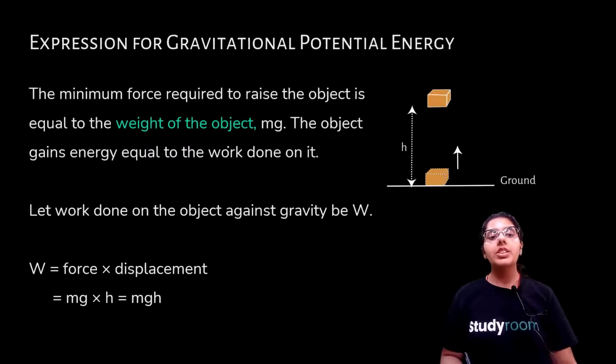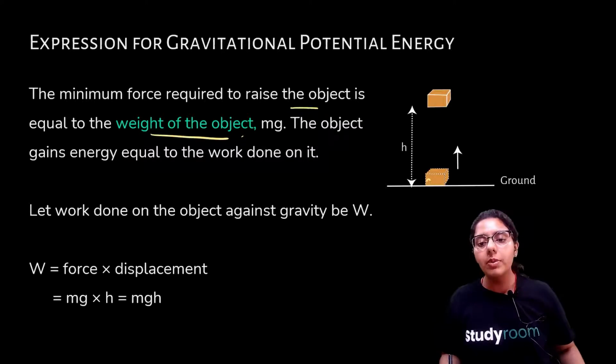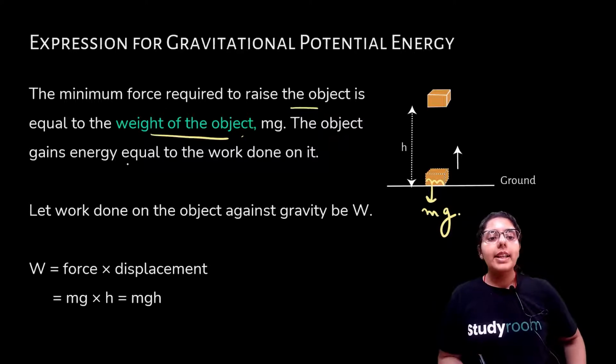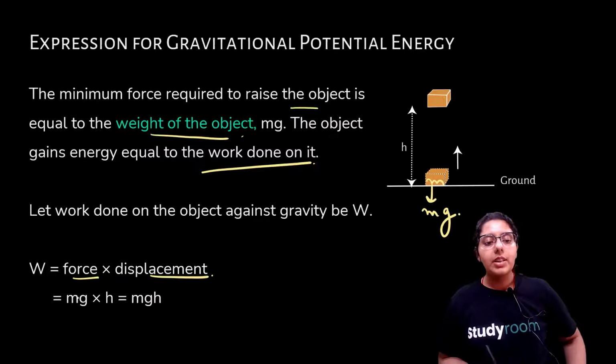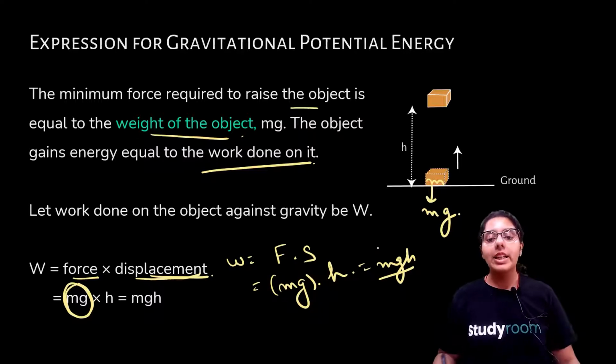Expression for gravitational potential energy. The minimum force required to raise the object is equal to the weight of the object. And what is the weight of the object? We know the weight of the object is m into g. The object gains energy equal to work done. Work done is equal to force into displacement. Force mg is applied and a displacement of height h happens. So work done is F into S, force into displacement: mg into h. So work done is mgh. This is nothing but your potential energy.